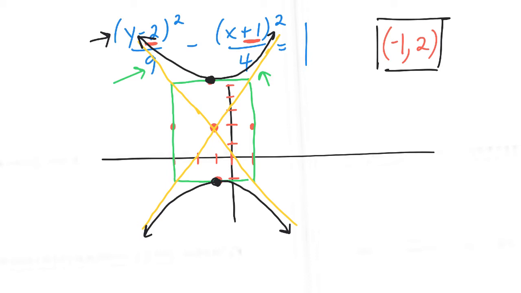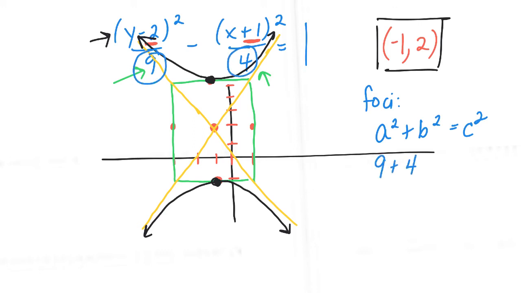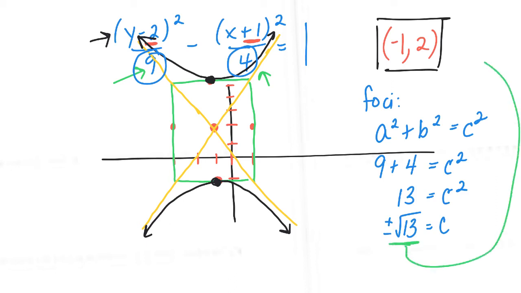The only thing we didn't find is the foci. So for the foci, I'm going to take a squared plus b squared is equal to c squared. So notice I have 9 and 4. 9 plus 4 is equal to c squared. So 13 is equal to c squared, but I need that distance. That distance of c is plus or minus root 13. Now because this was graphed on the y, to find the foci, this has to be added to the y.